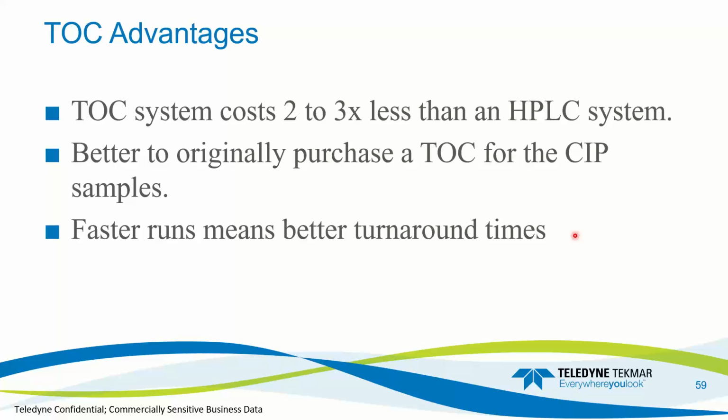Better to originally purchase TOC for CIP or cleaning validation samples or clean in place samples than HPLC, because it's going to free up that system. It's going to allow you to get easier, faster results and be able to hit your actionable limits. Yes or no, can I move forward with this process, or do I need to go back and reclean? Faster runs mean better turn times.